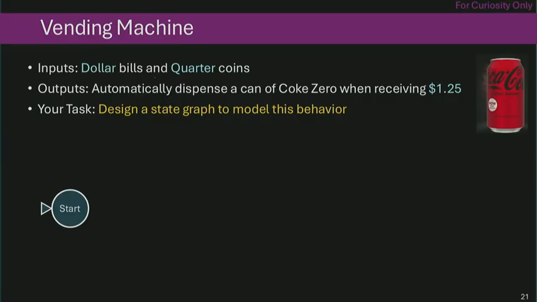Mealy or Moore machine, that's a choice. You can use either way. Output on transition, that's a Mealy machine. Output on node is a Moore machine.